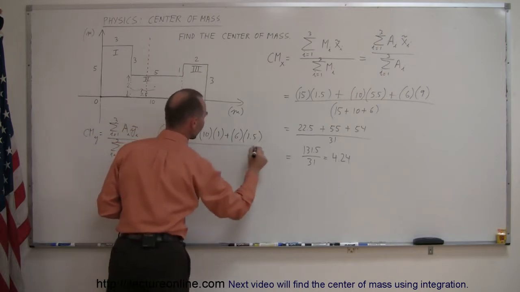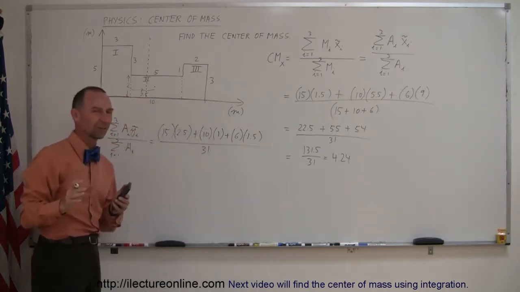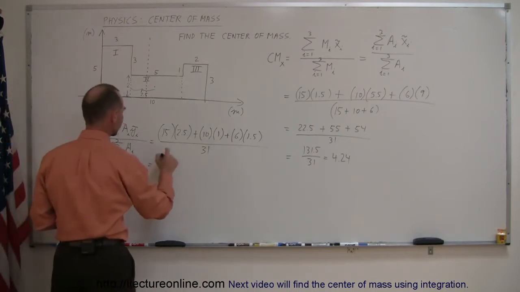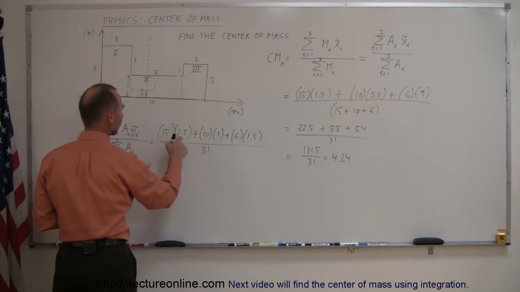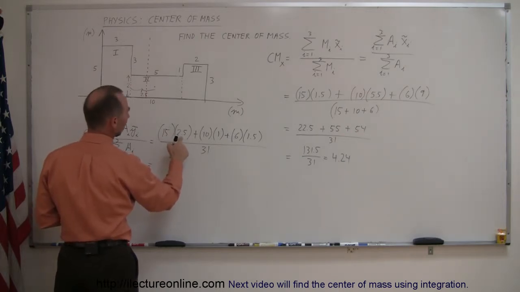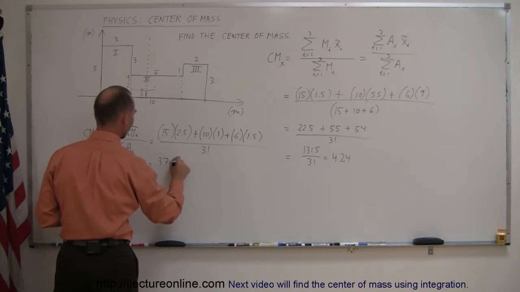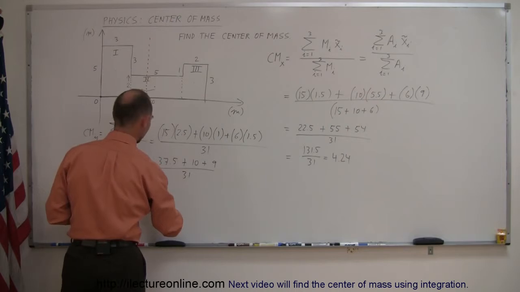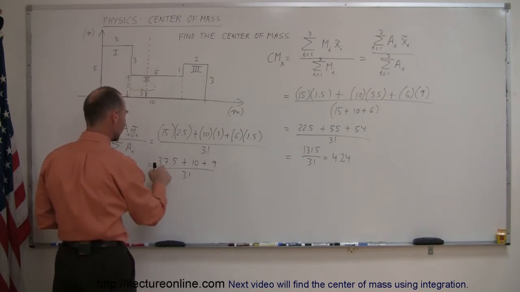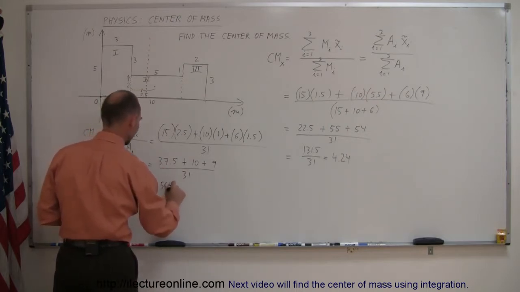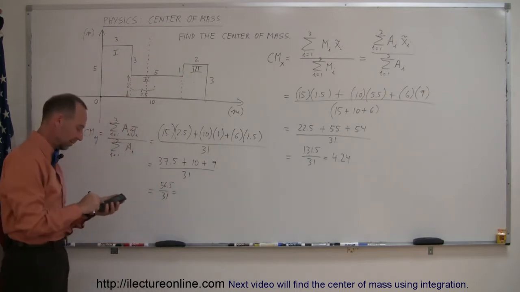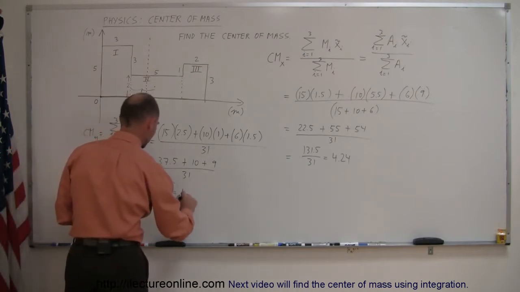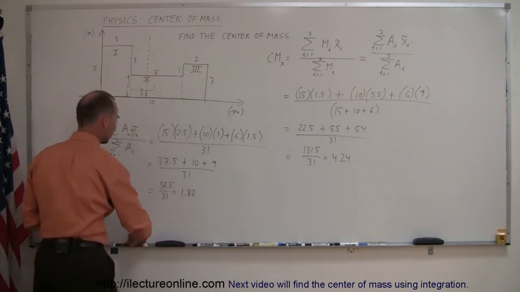And divide the whole thing by the sum of all their masses, which we already know. In this case, the sum of all their areas, which we already know to be 31. Simplifying this, that would be 37.5, plus 10, plus 9, all divided by 31. And so adding that together, that's 56.5 divided by 31. 56.5 divided by 31 equals, and that's 1.82. That's in the y direction.